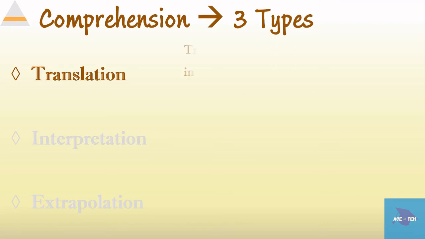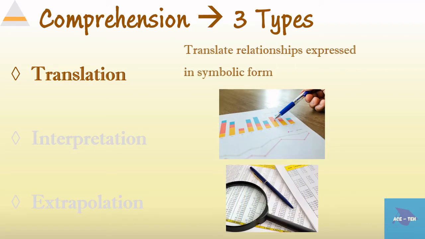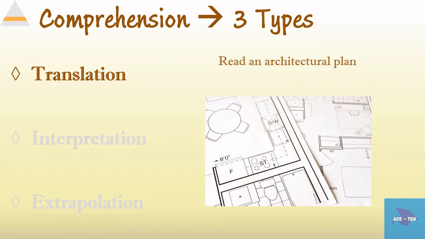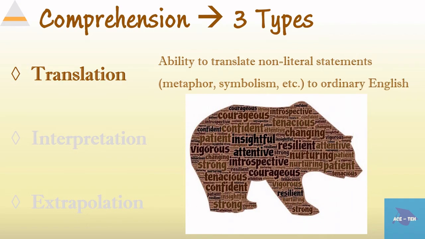Translation involves the ability to translate relationships expressed in symbolic form. The symbolic form can be anything, including illustrations or maps or tables. So the learner will be able to translate these ideas shown in tables or diagrams to verbal form, or even vice versa. Translation also involves the ability to read musical scores, the ability to read an architectural plan, the ability to translate non-literal statements like metaphor, symbolism, irony, all these to ordinary English.